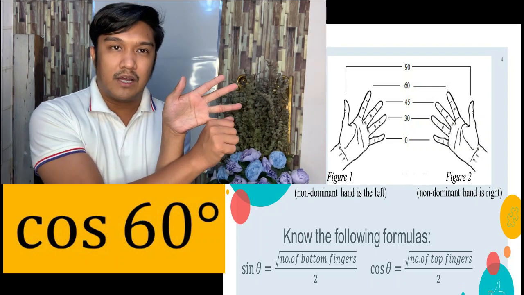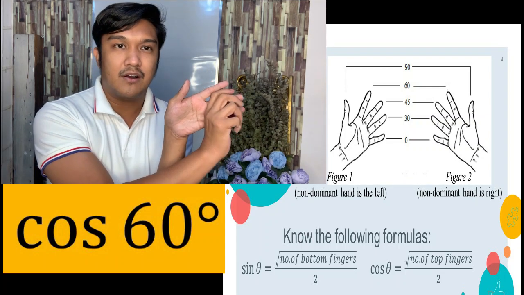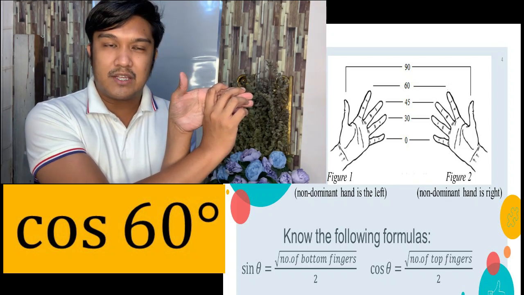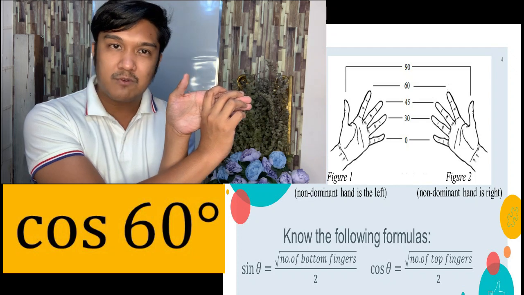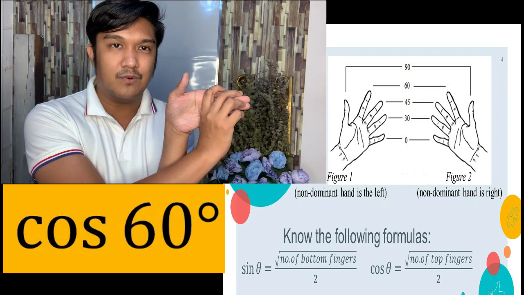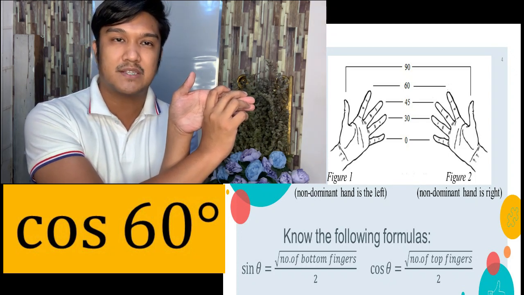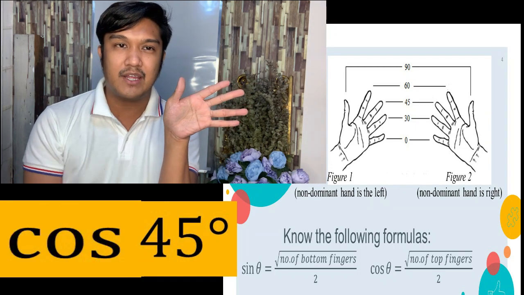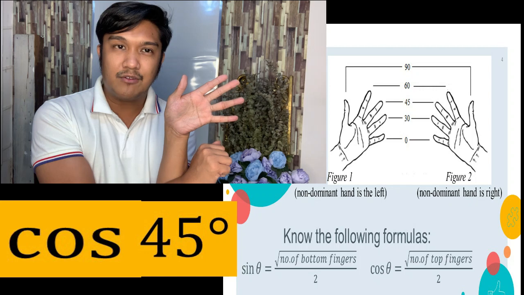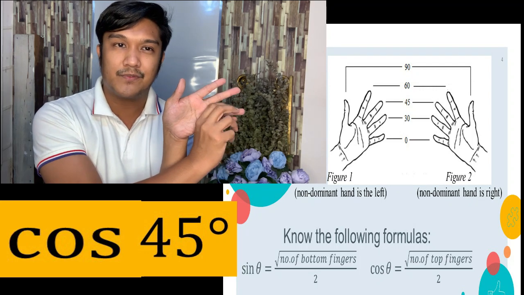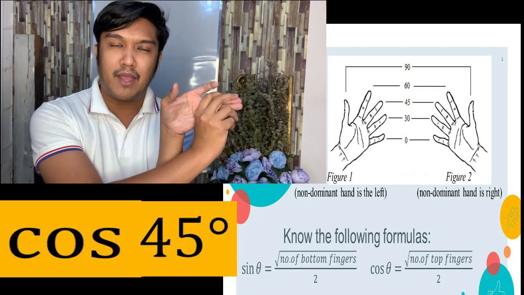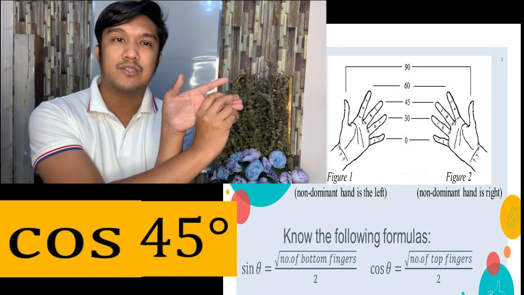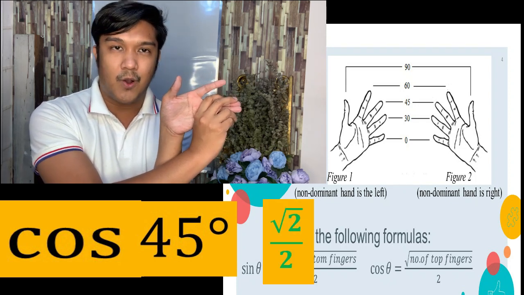How about if we want to get cosine 60 degrees? So, 0, 30, 45, 60. We need to get the square root of 1. Square root of 1 is 1. So, 1 over 2. The answer for cosine 60 degrees is 1/2. What if we need to get cosine 45 degrees? Let's count from 0, 0, 30, 45. The remaining fingers will be the number inside the radical. So, square root of 2 over 2.